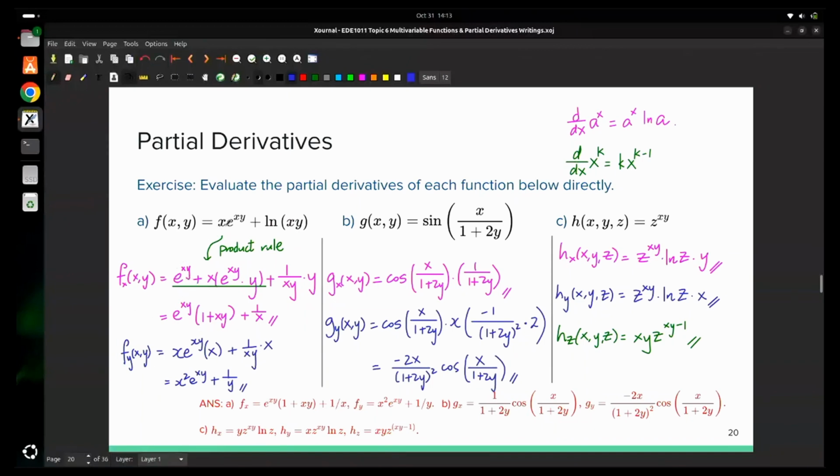Let's take a look at how you differentiate. So differentiating with respect to x, you just hold the y as a constant. And because you have x times e to the xy, this is a function of x times a function of x.